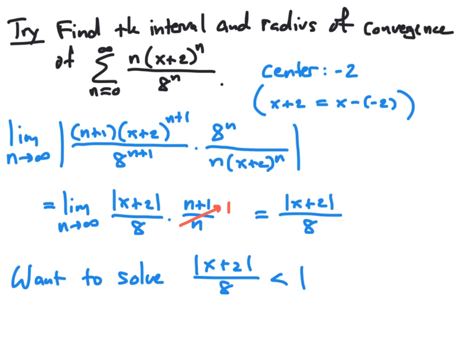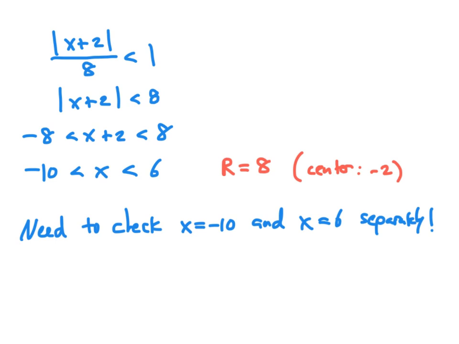Since we're using the ratio test here to determine where the power series will converge, we want to solve the inequality by setting this limit value less than 1. So setting the absolute value of x plus 2 over 8 less than 1, we can multiply by 8 to get the absolute value of x plus 2 less than 8. Split this up as a three-part inequality by putting x plus 2 between negative 8 and 8, and then subtracting 2 to get negative 10 less than x, in turn less than 6.